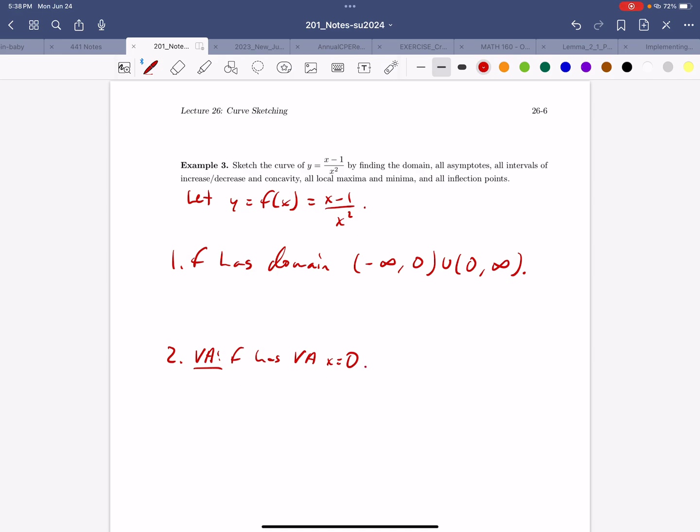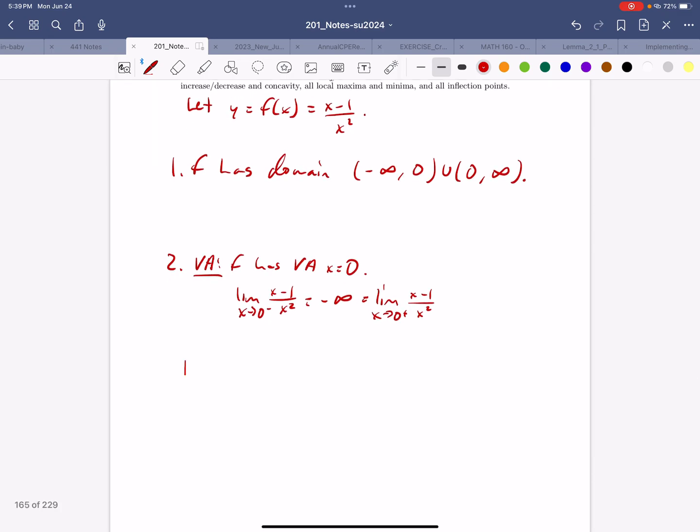But I still want us to be taking limits. Limit as x approaches 0 from the left of f of x. I'll just write this out. The bottom is always going to be positive, but the top is going to be negative. So we have negative infinity. Okay, so we have that.